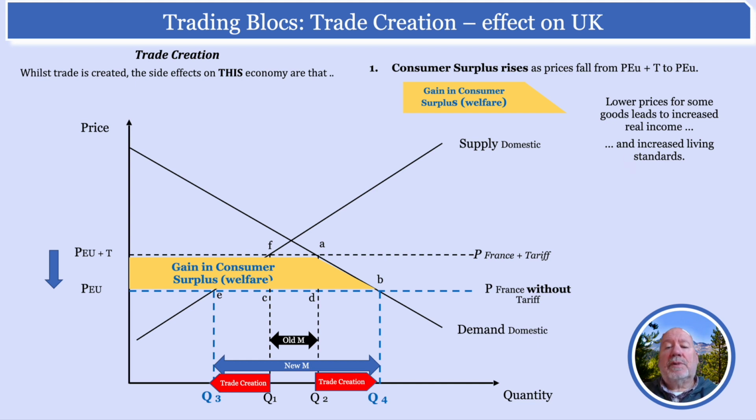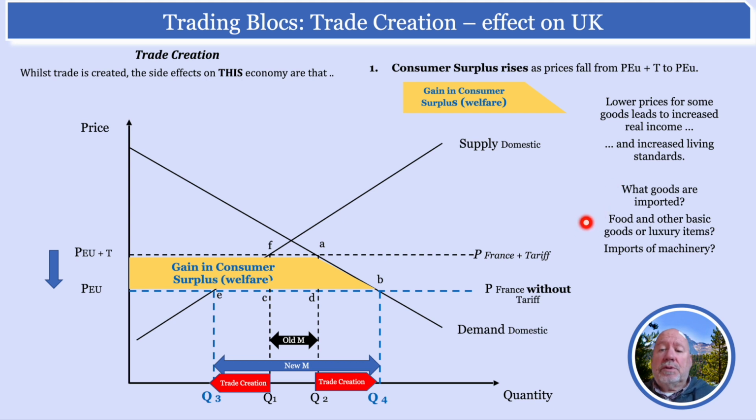I have now an increase in my living standards, because if I was a great cheese and wine buff and I bought them from France, the price is lower, I've now got more money in my pocket to go and buy other goods and services. You could also question, well, what goods and services? If it's food and basic goods, then that's fine. A lot of consumers in the UK would benefit. But if it's luxury items, then only the higher socioeconomic groups might benefit. But another good thing to talk about is, well, what if it's imports of machinery? So therefore, lower prices of machinery, that's capital investment, therefore you'd get some investment going on as well.